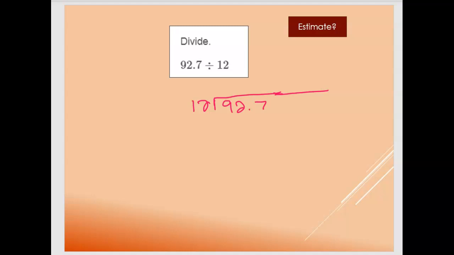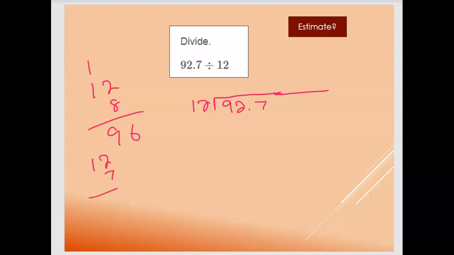I might do something like, well, 12 times 8. Maybe that's it. Okay, let's try that. 8 times 2 is 16. 8 times 1 is 8 plus 1 is 9. 96. Wow, that's one too many, right? If 12 times 8 is 96, that's just a few over 92, so it's probably 7. It definitely fits in there 7 times.